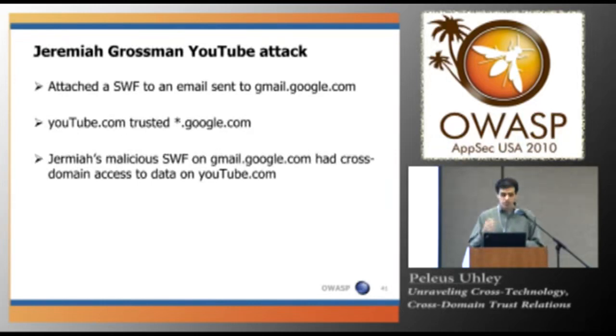So with Jeremiah Grossman's attack, you couldn't actually get to YouTube directly, but what he could do is go to gmail.google.com and send himself a SWF as an email attachment. And what that did is put his SWF within the security context of gmail.google.com because it was hosted there. And then from there, since gmail.google.com is a part of star.google.com, his malicious SWF would be able to make the cross-domain request into YouTube's domain and be able to pull out information.